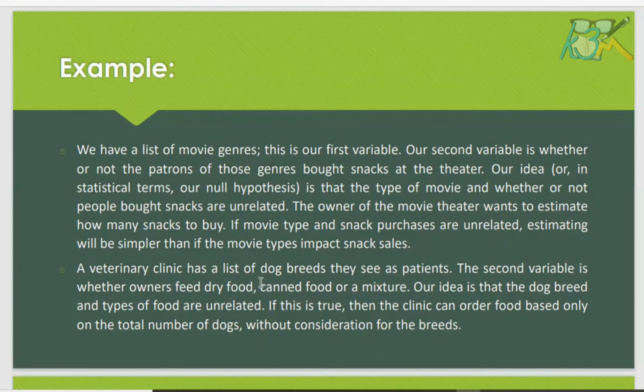Ito yung breed ng aso, pati yung types ng food na kinakain nila. So second, dapat hindi related itong dalawa. So ito, our idea is that the dog breed and types of foods are unrelated. So if this is true, then the clinic can order food based only on the total number of dogs without consideration for the breeds. Okay? So now we proceed.